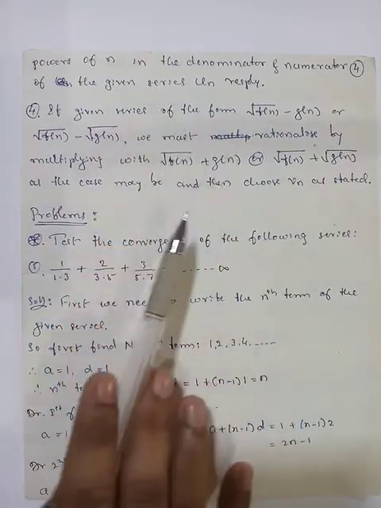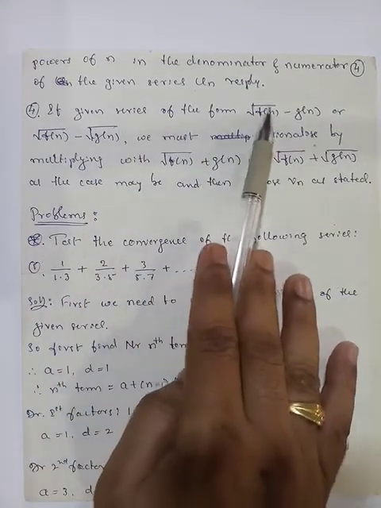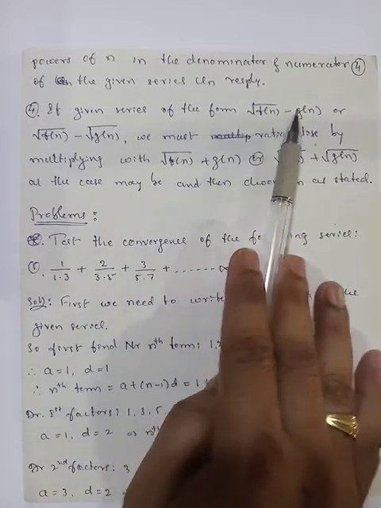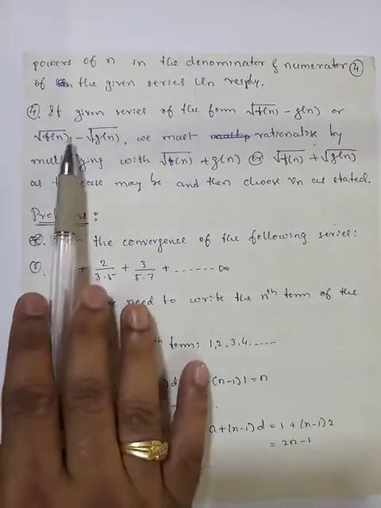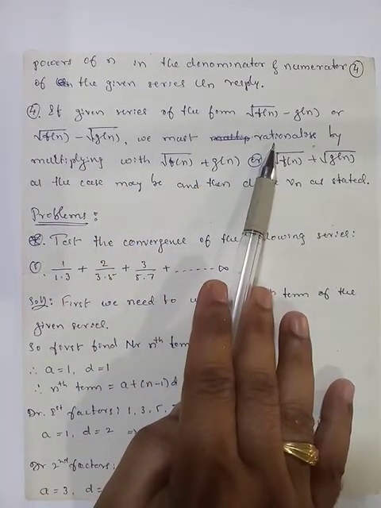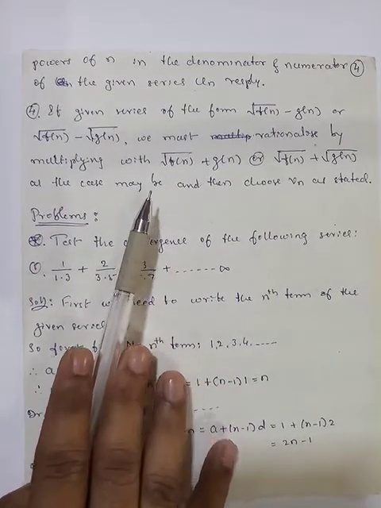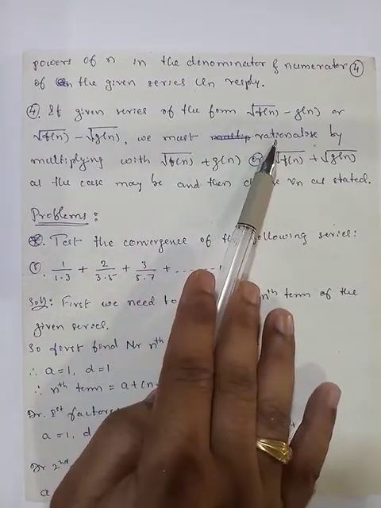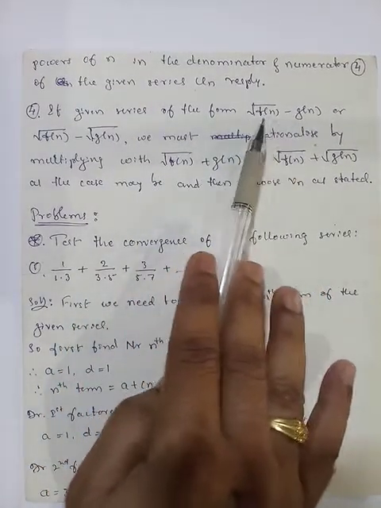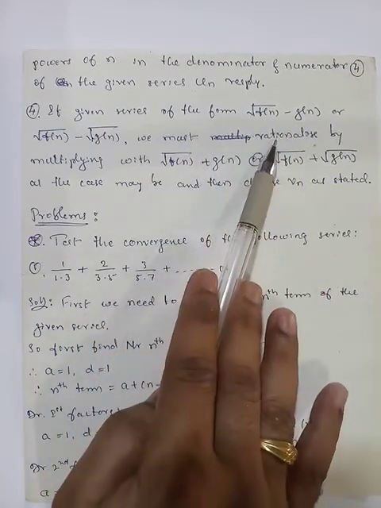Okay, and this is another point. If the given series is in the form of summation f of n minus g of n, or square root of f of n minus g of n, or square root of f of n minus square root of g of n, in such a case we apply the rationalize method, so that we get numerator and denominator. So this rationalize method we apply to get the denominator. Okay, because whenever we have such kind of terms, to get the denominator we apply the rationalize method.